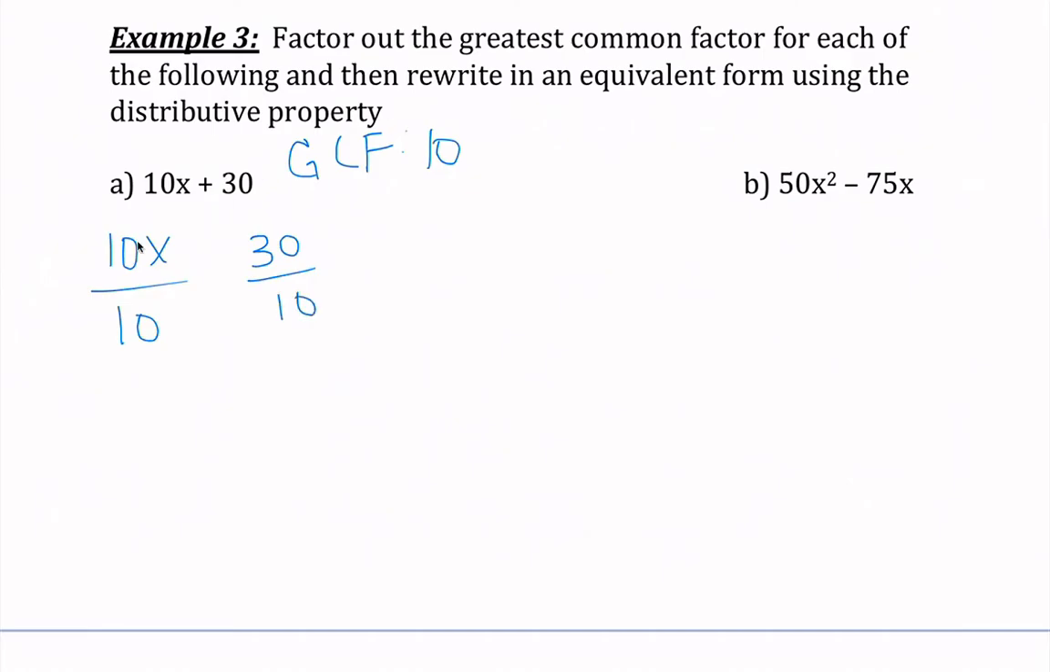Okay, so I know 10 divided by 10 is 1, those cancel, but my x is still there. I know 30 divided by 10 is a positive 3. So whenever I divide each of these by my greatest common factor, I get x plus 3.